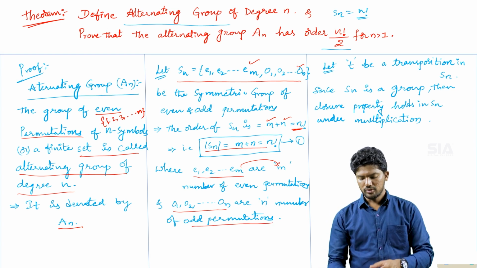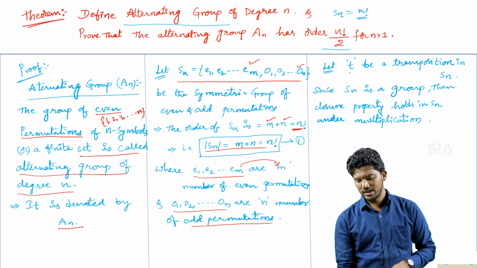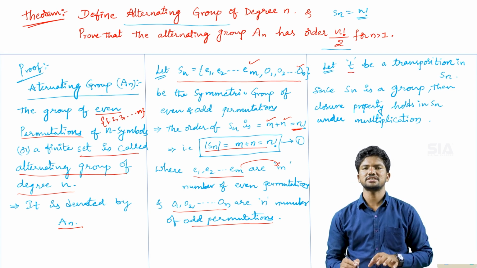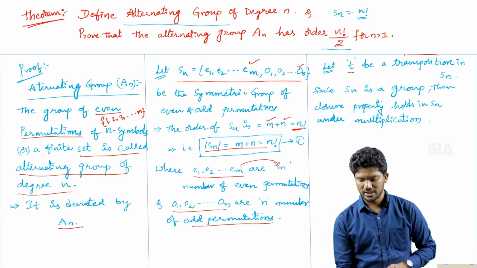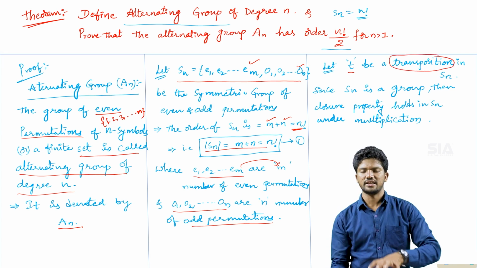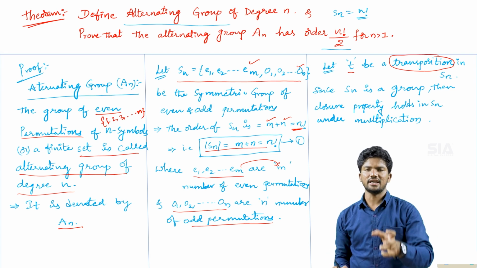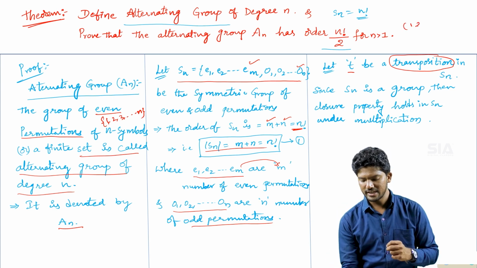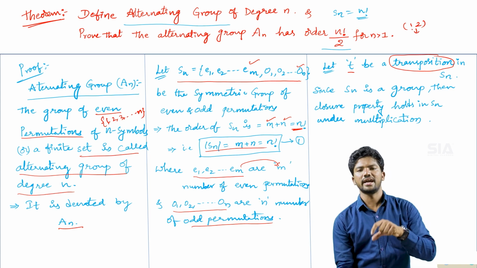Let small t be a transposition in the symmetric group S suffix n. Okay, so what is a transposition? In the previous lectures we discussed the definition of the transposition. If the length of any cycle is equal to 2, then it is called a transposition.